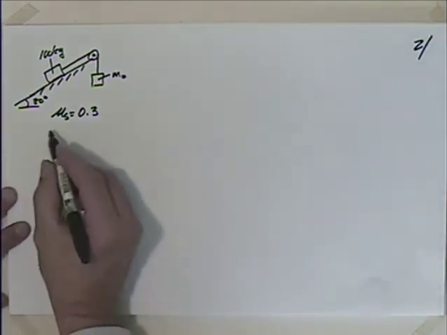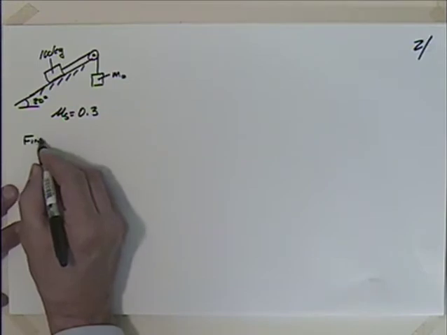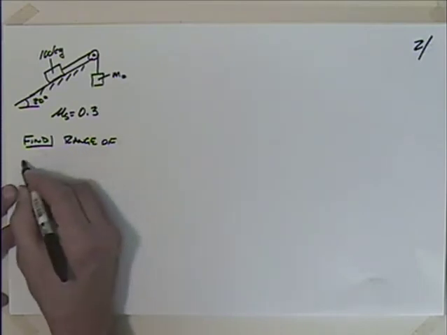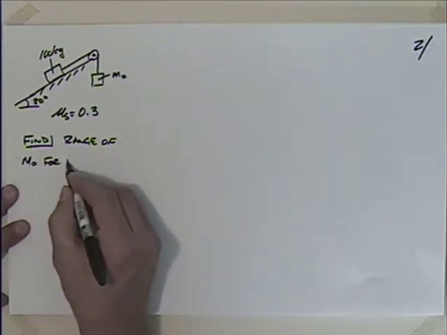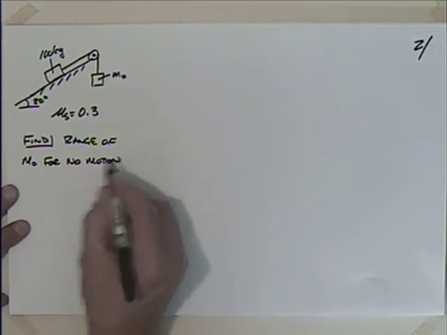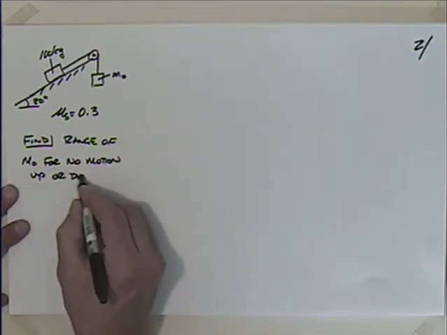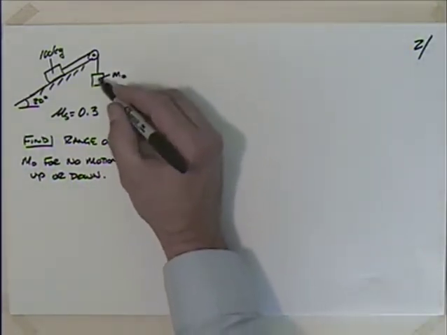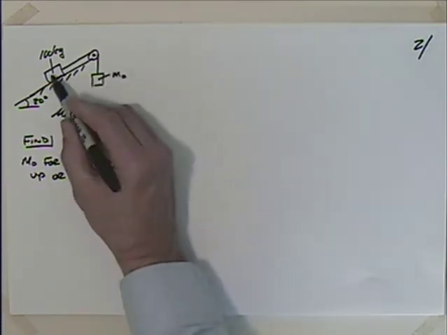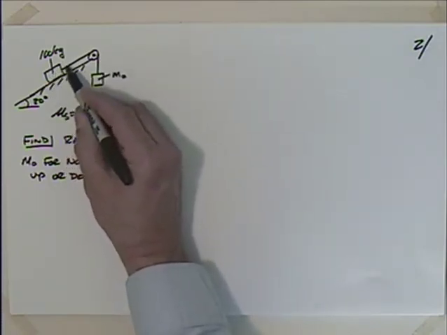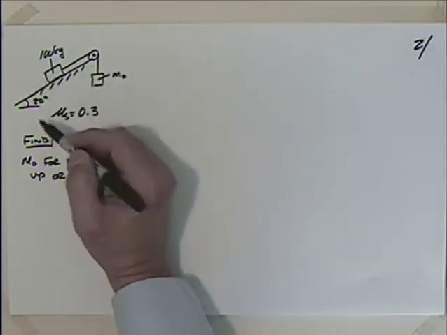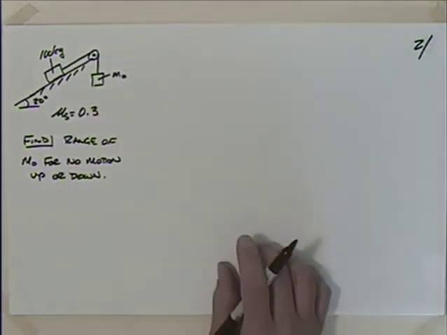We'd like to find the range of m naught for no motion up or down the ramp. You could imagine that if m naught were increased to a large value, it would eventually start to pull this mass up the ramp. And conversely, if you were to reduce the weight here, it would eventually allow the mass to slide down that ramp.